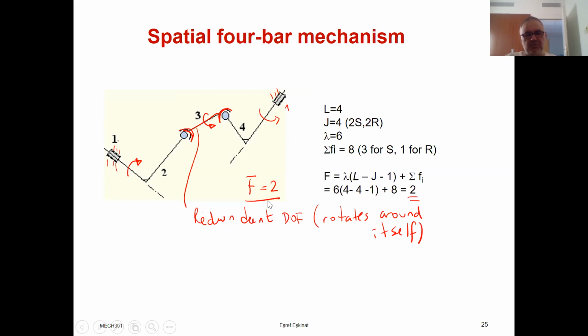And when we say that F is equal to two, what we are counting is one general degree of freedom of the mechanism and the redundant degree of freedom of this link three, which rotates around itself. In spatial mechanisms, we have such possible redundant degrees of freedom. But we don't have that in 2D, in the planar mechanisms. This is an interesting example which shows that in spatial mechanisms there might be degrees of freedom which do not contribute to the total motion of the mechanism. You can just rotate this link three with your finger, if you like, without affecting the motion of the mechanism at all. I guess you understand what I mean.